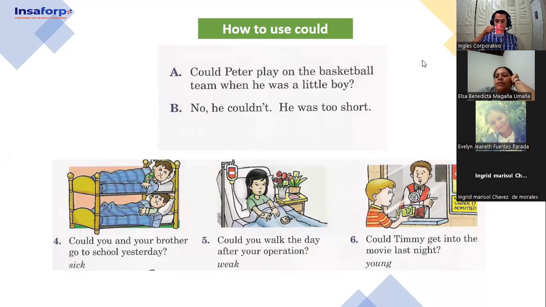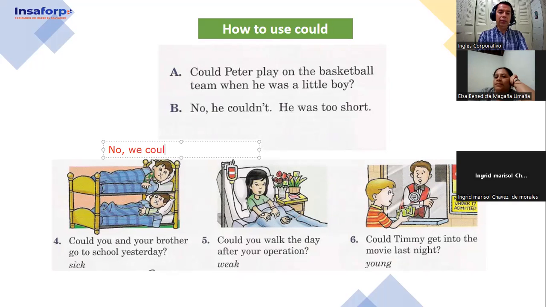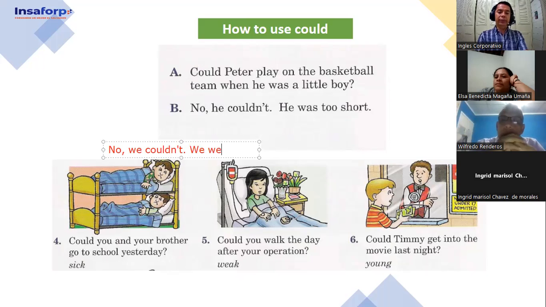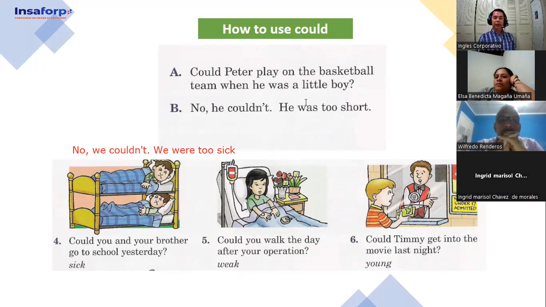Could you and your brother go to school yesterday? No, we called. He was sick. We were sick. Too sick. Okay. Let's copy, please. I'm not satisfied with the answer. Let me see. He says no. Couldn't, right? We were. No, we couldn't. We were sick. Too sick. That is the answer, right? Yes? Okay. Yes, teacher.